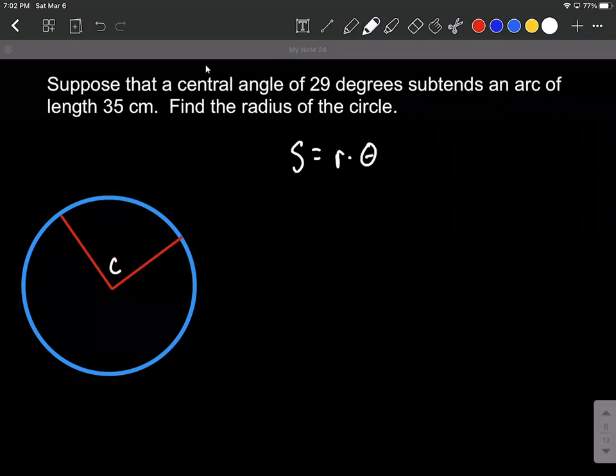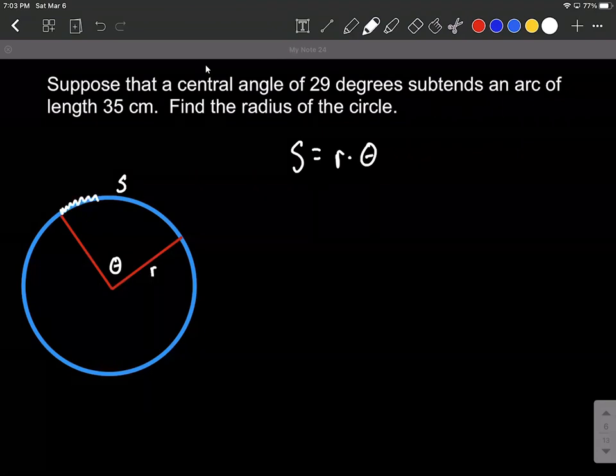Theta represents this angle that goes in between here. This is not drawn to scale by any means. R is going to be the radius of the circle, and S is going to be this distance around the outside, like the length of this arc that goes across here, in between those two red lines. Very important thing to know on this formula is that theta, our angle, has to be in radians.